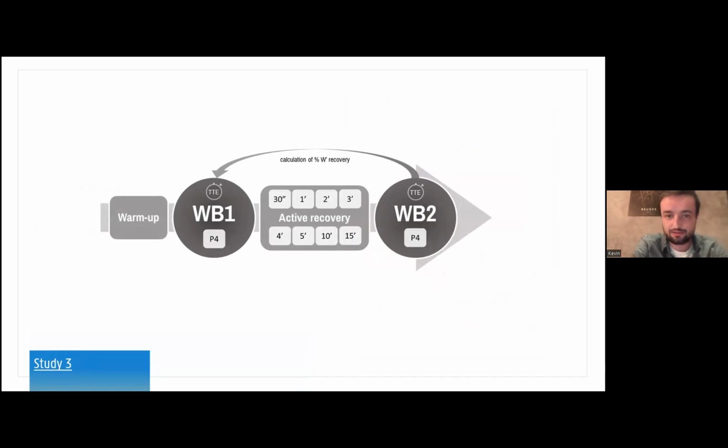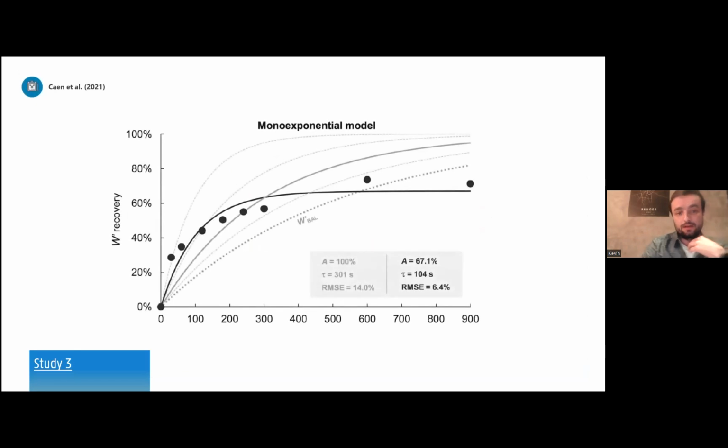I shouldn't explain it again. As you can see here, we only had 1 work modality, so P4 until exhaustion, and we had 8 recovery durations. So we had 30 seconds, 1, 2, 3, 4, 5, 10, and 15 minutes, and then they did the work bout again. The black dots represent the mean W prime recovery at each of those time points.